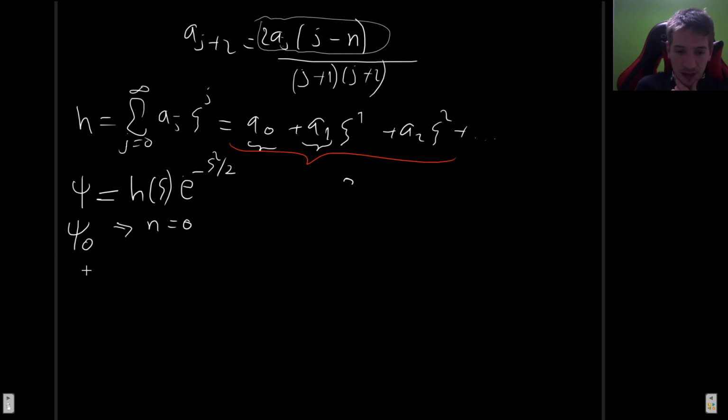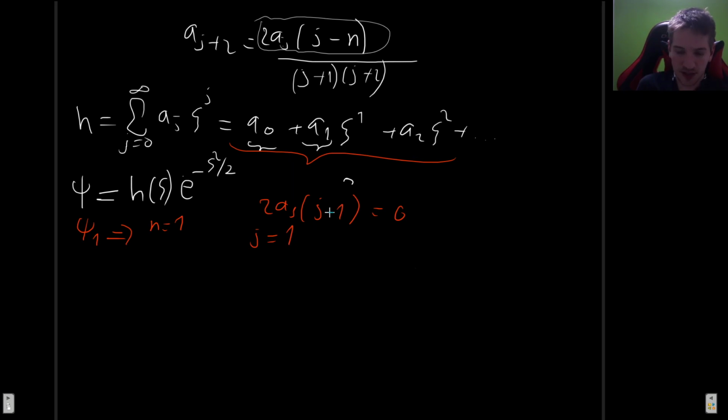So now let us go for psi1. Okay, so let's go for psi1 here. This is n equals 1. So when we take a look at this, we're going to have that 2aj times (j minus n). This will have to be 0 for this maximum n. But what is the maximum n? Maximum allowed n is 1. So j minus 1 has to be 0. So the only way this works is with j equals 1.